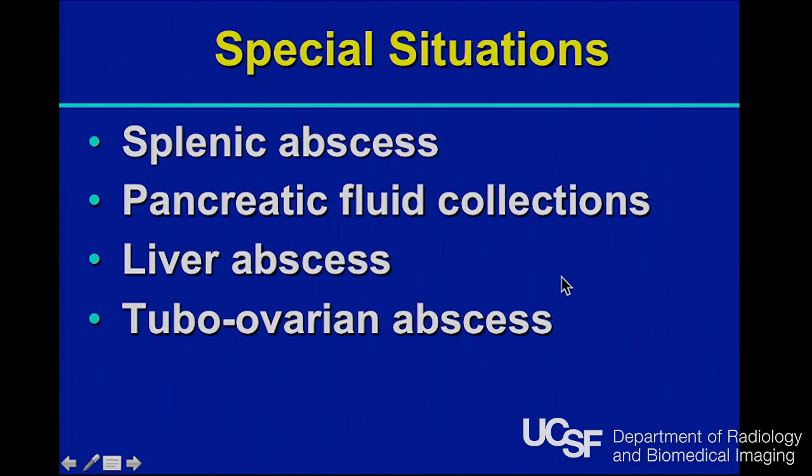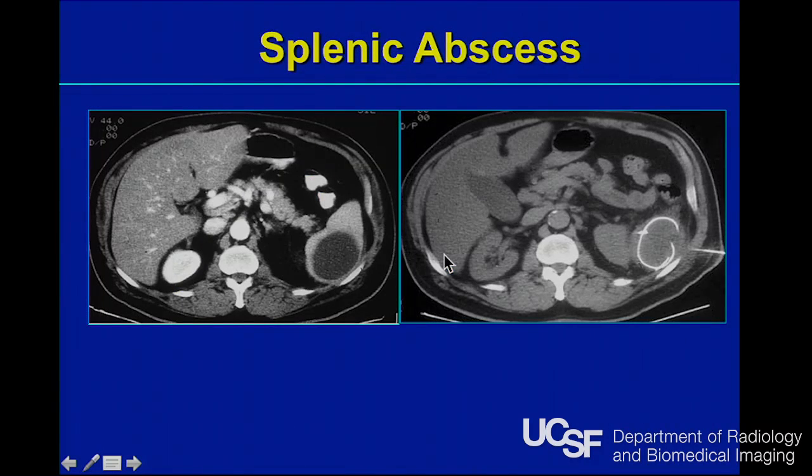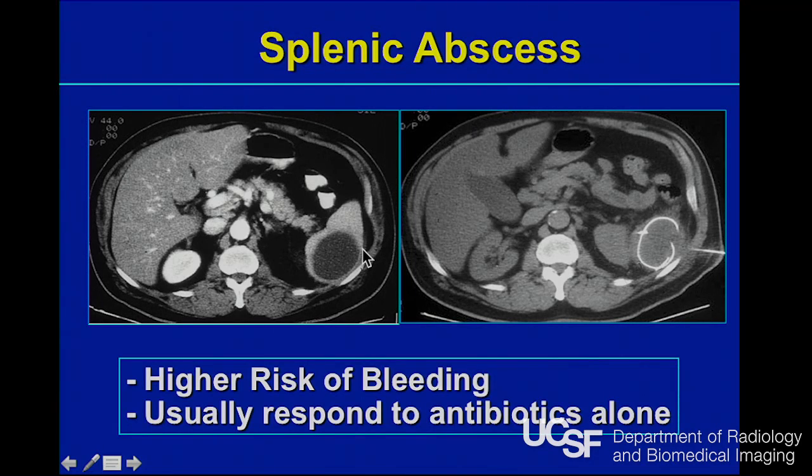On occasion, special situations are going to arise, like the splenic abscess, pancreatic fluid collections, liver abscesses, and tubo-ovarian abscesses, and we'll cover those briefly as well because they, on occasion, come up. So, abscesses in the spleen, you can drain, but oftentimes you don't have to, because a lot of the times they're going to respond to antibiotics alone. And so you might just be able to write it out. So, de novo presentation of a splenic abscess, say, let's just give them some IV antibiotics, rescan in a couple days, and see how it is.